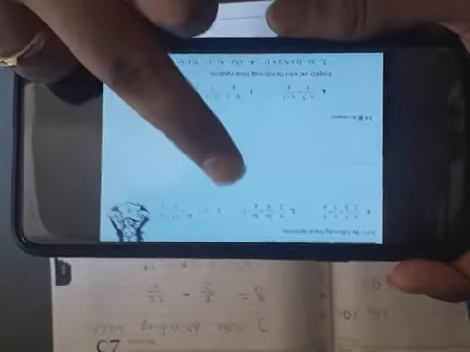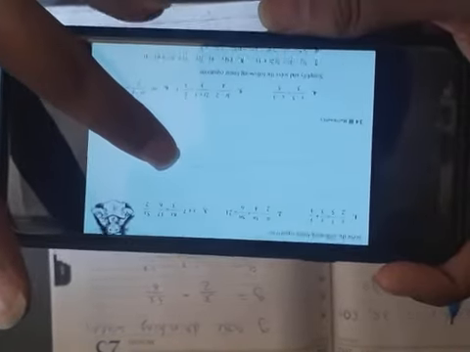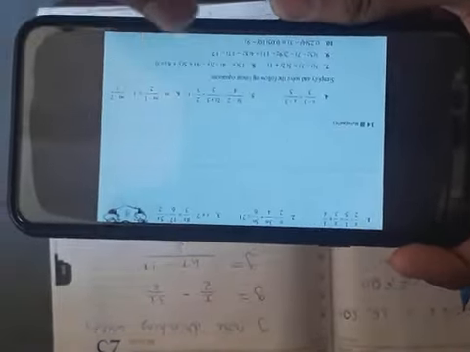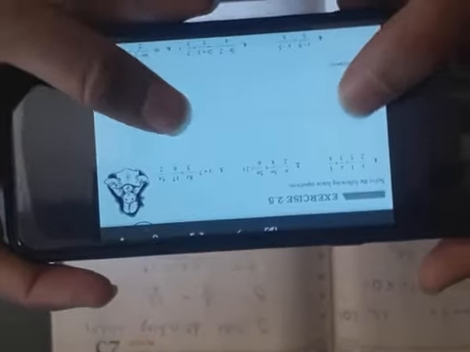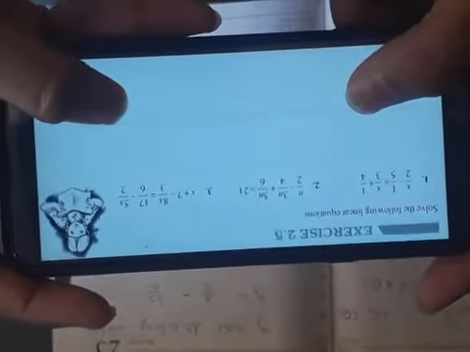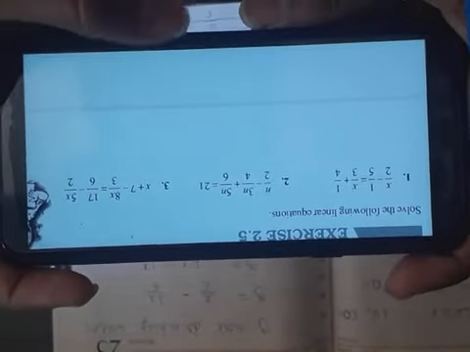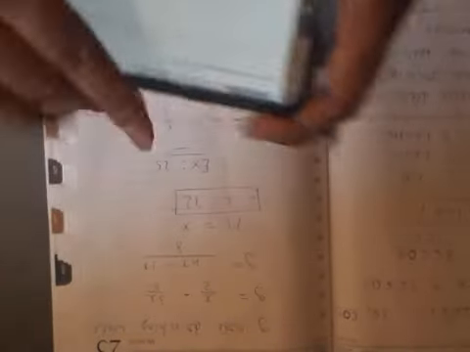Okay, now we are going to start exercise 2.5. Its first question consists of 6 questions. In that first question, I'm going to solve 3 questions for you, and 3 questions you will solve yourself. Okay, because the process is the same for each and every question, no difference here. So I'm going to solve the first question here.